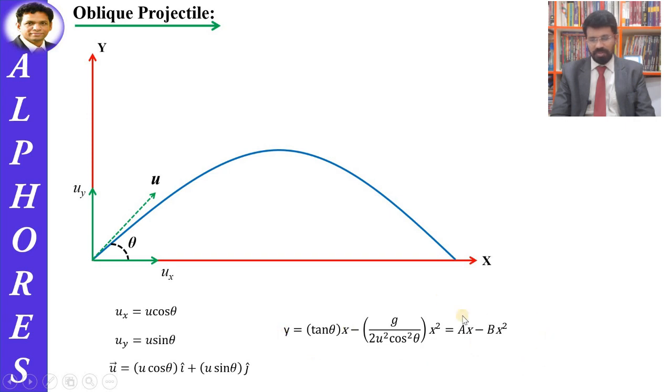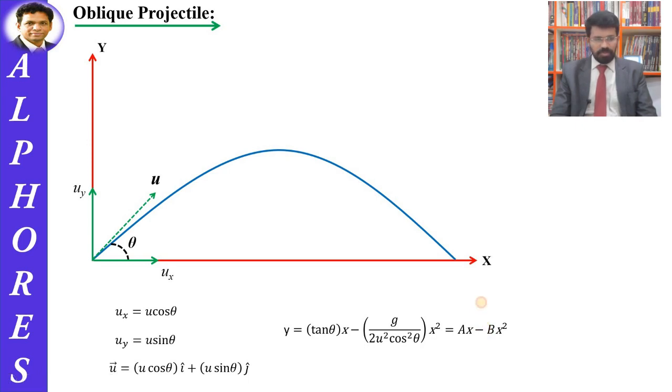This equation indicates that the body has followed a parabolic path. The trajectory of an oblique projectile is a parabola, as indicated by y equal to ax minus bx square. You have to remember what this a is. A is tan theta. B is g by 2u square cos square theta. This knowledge of a and b also helps us to solve a few problems.